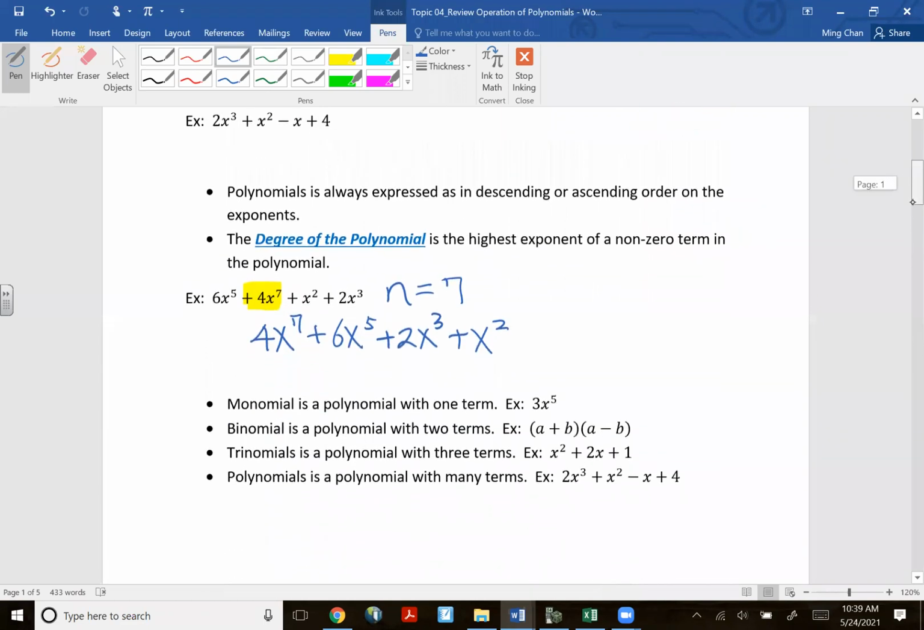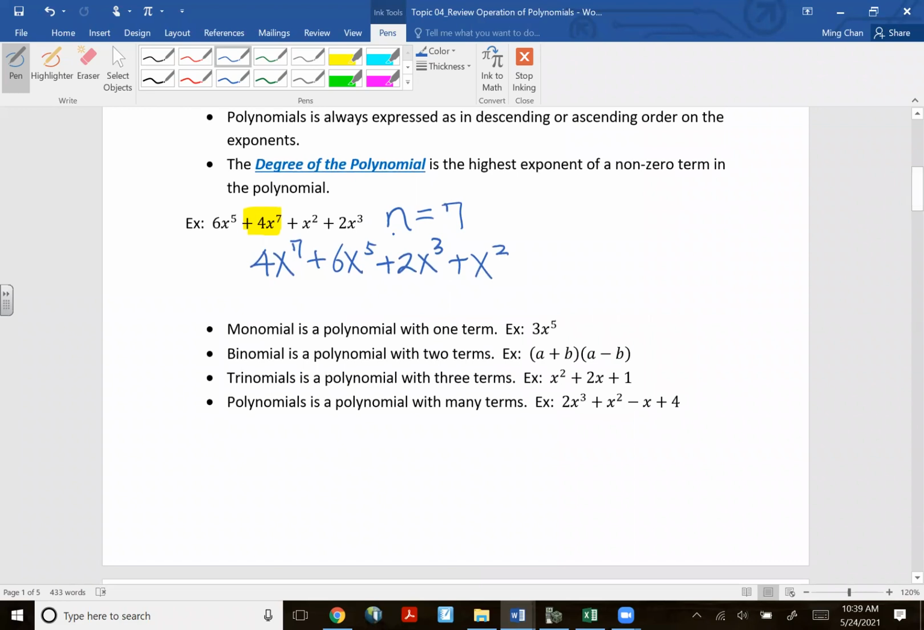All right, so just to refresh your memory on this: the degree of a polynomial is the highest exponent of a non-zero term in a polynomial. And I'm sure you have probably heard all these before: monomial, binomial, trinomial, polynomial. But these are very specific wordings for very specific types of problems.